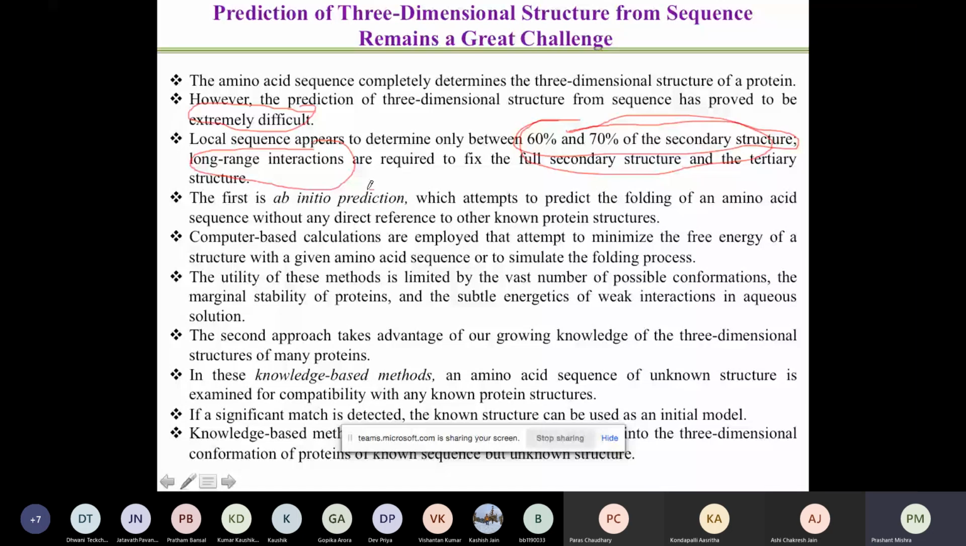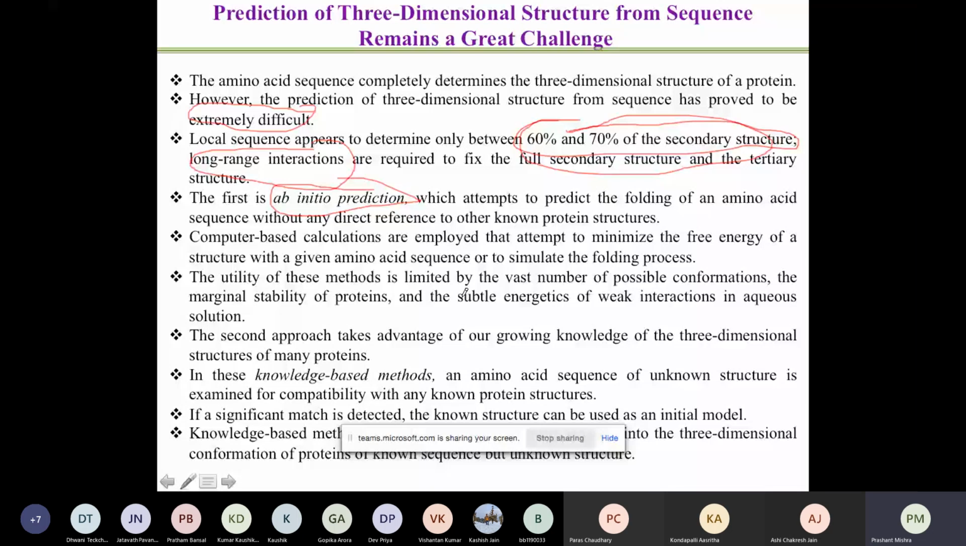First, ab initio prediction. Ab initio means from scratch, from the basic amino acid sequence, which attempts to predict the folding of the amino acid sequence without direct reference to a known protein. So one way is that I take an amino acid sequence and start predicting what could be the tertiary structure without looking at any protein structure to compare with. So there was a computer-based calculation employed to attempt to minimize the free energy structure and, given an amino acid sequence, simulate the folding process. And then these methods were limited.